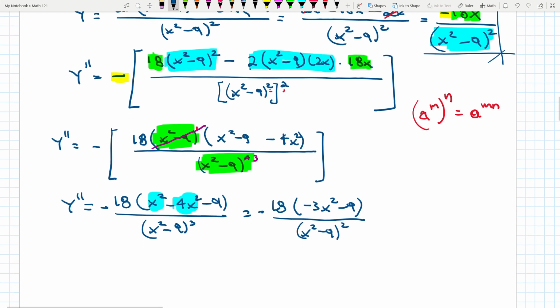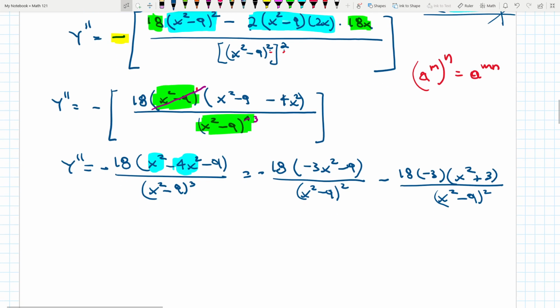Now, notice in the inside of the parentheses in the numerator we can further simplify by factoring the greatest common factor. We have a negative 3 and we have a negative 9. Both numbers share a negative 3, which is what we're going to do. We're going to factor that negative 3. So negative 18 times negative 3 that we get out of the parentheses. That's going to leave us with x squared plus 9, or not 9, actually plus 3. The whole thing divided by x squared minus 9, quantity squared.